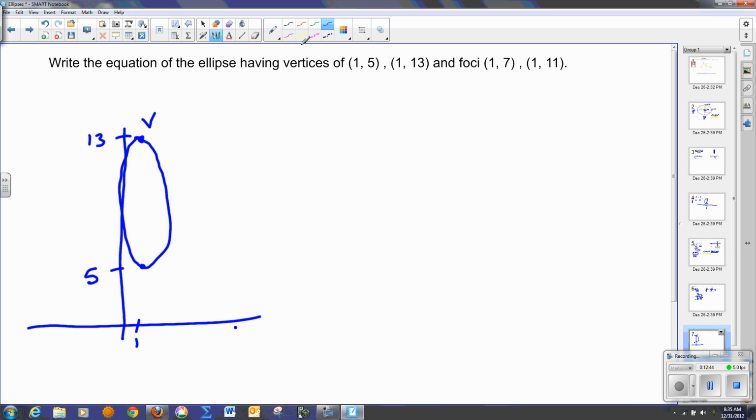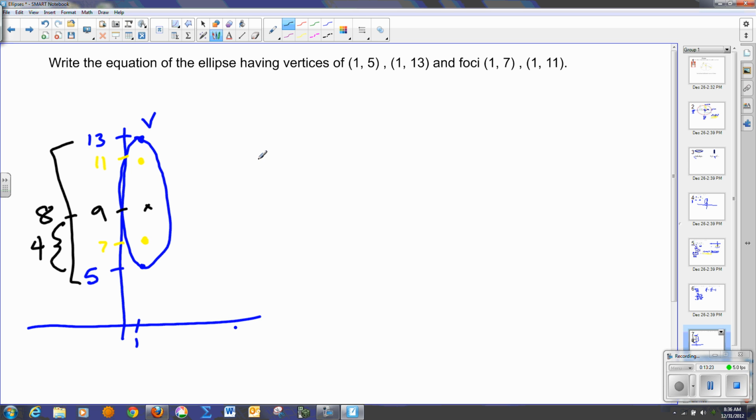And then I have foci at 1, 7. Call this 7 here. And 1, 11. Call this 11 here. As such, which means now I've got to find my center. And the center is going to be halfway between the 13 and the 5. Well, between 13 and 5, I have a total of 8. So halfway between that is then 4. And 4 up from that 5 point gets me a 9.